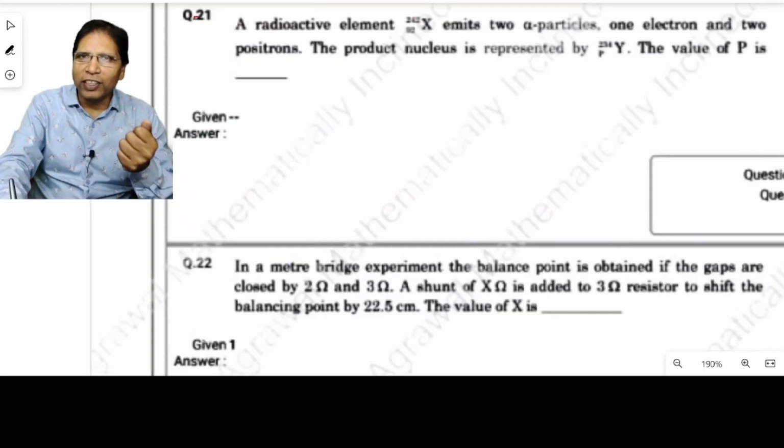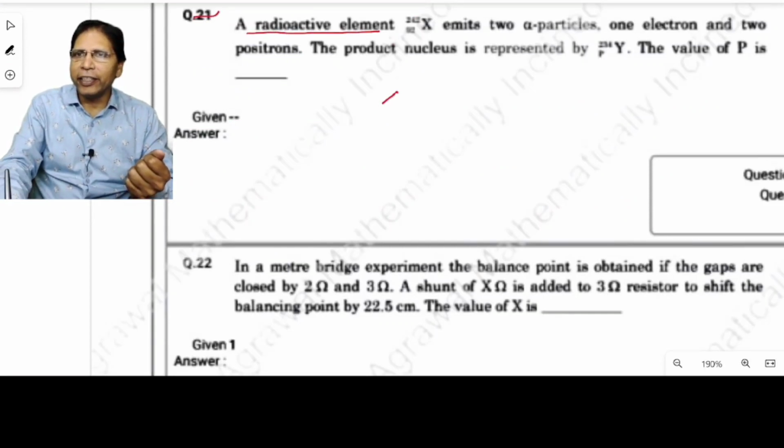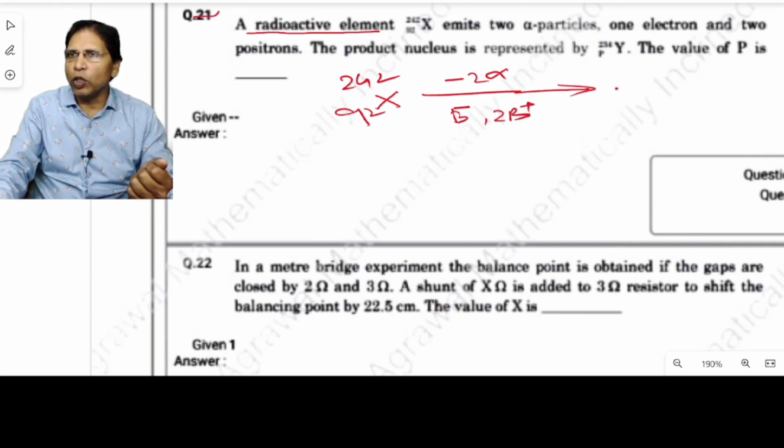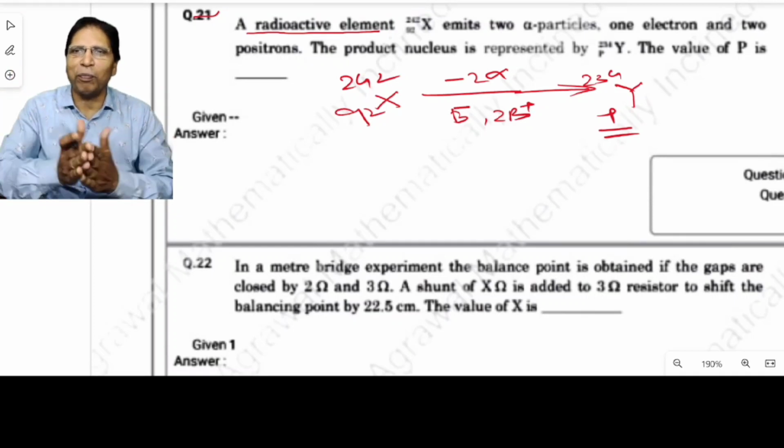Okay, now question number 21. A radioactive element X, this is X92 242, emits 2 alpha particles, 1 electron, that is beta minus particle, and 2 positrons, that is 2 beta plus particles, and the product is Y234p. We have to calculate the value of p.